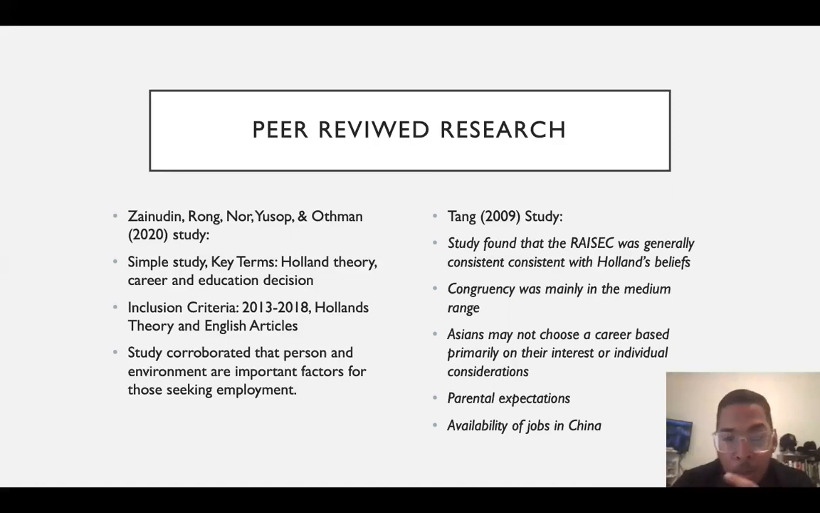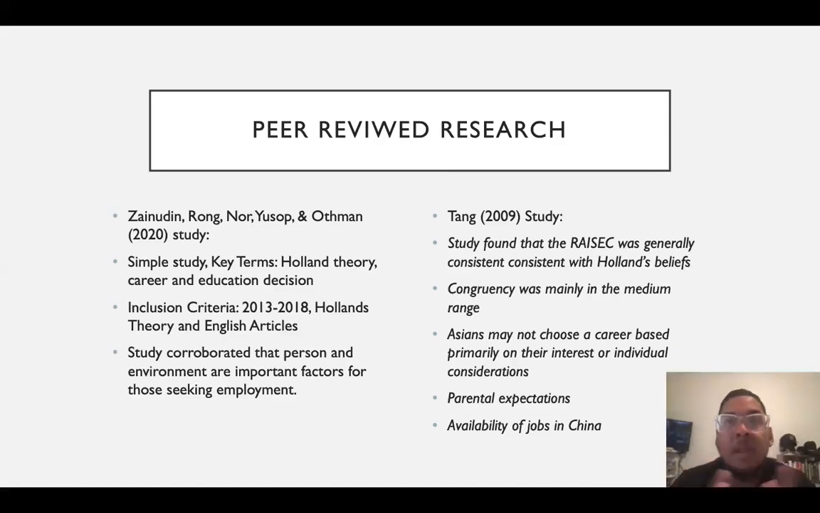Now, from all the web searches they got, they had an inclusion criteria. The article had to be relatively new, from 2013 to 2018. Once again, it had to talk about Holland's theory at some point, and they were looking at English articles. Although they were English, there are a couple articles that were posted in Germany and other parts of the country. They just weren't English. And so from that study, this will be posted in our reference section, so you're able to go and see it. The study corroborated that the persons and environment are important factors for those seeking employment.